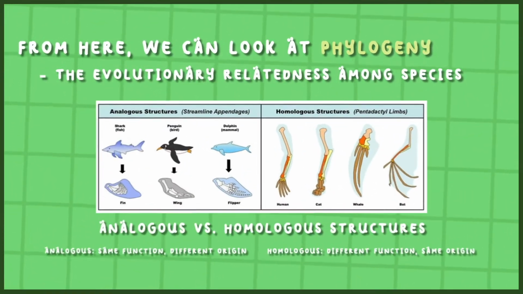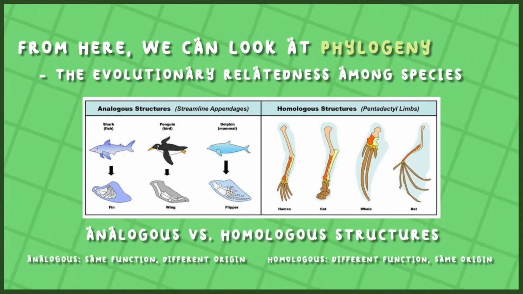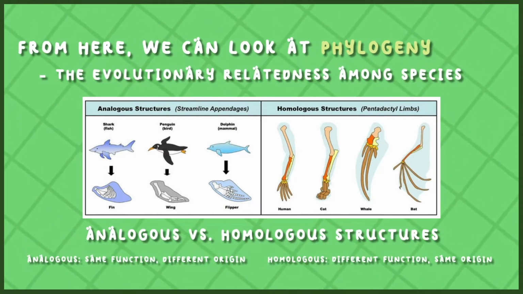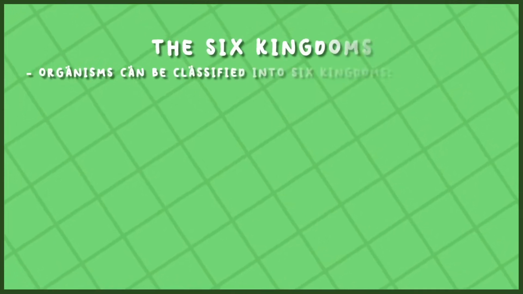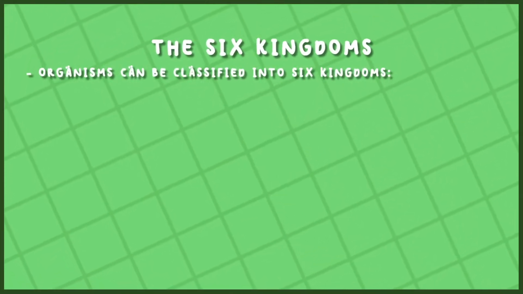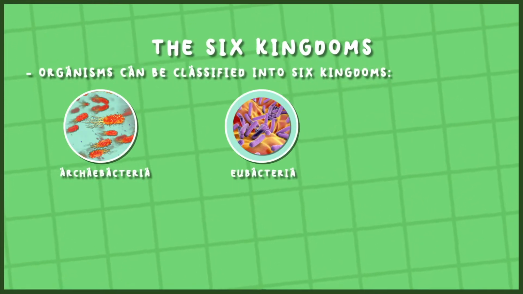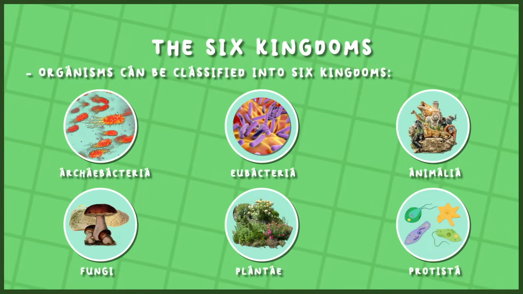We can also look at the structure of different animals. There are homologous structures where 2 organisms have a similar origin but different function, and analogous structures where 2 animals have the same function but different origin. Now, as mentioned before, the kingdoms are the largest taxa, and there are 6 of them which organisms can be classified to: Archaebacteria, Eubacteria, Animalia, Fungi, Plantae, and Protista.